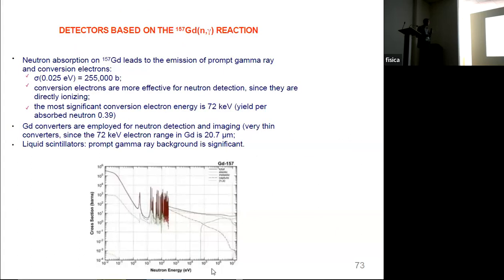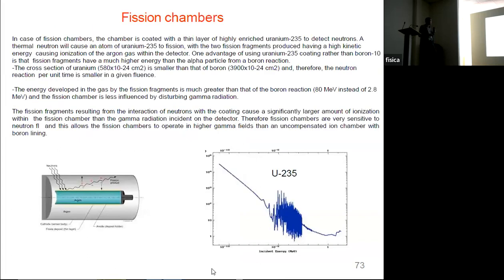Also, there are some disadvantages of using gadolinium, that we have a very strong gamma ray background and have to somehow suppress it, and distinguish neutrons from gamma rays. And here, the last reaction which I showed you, this reaction also can be used to detect neutrons.